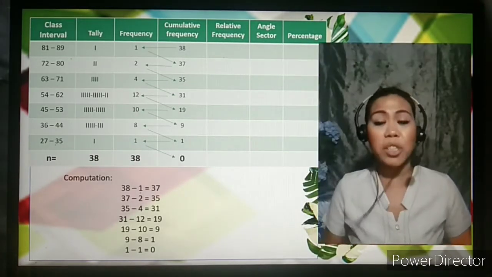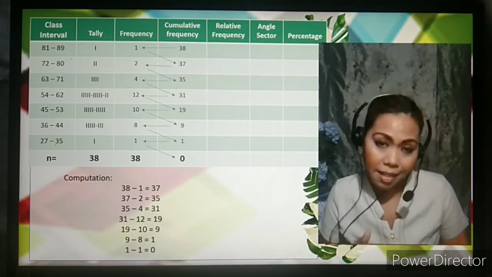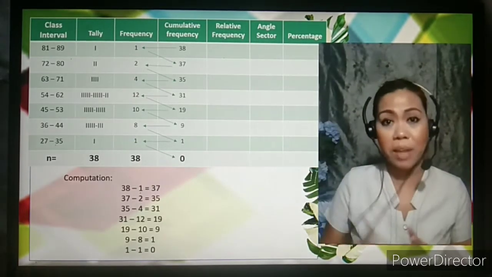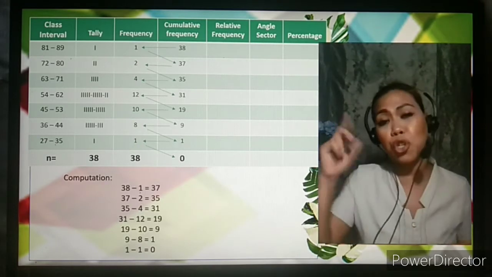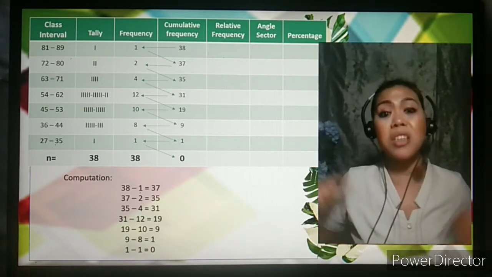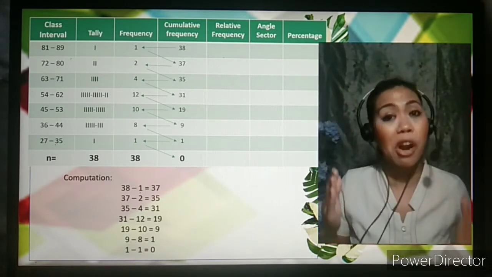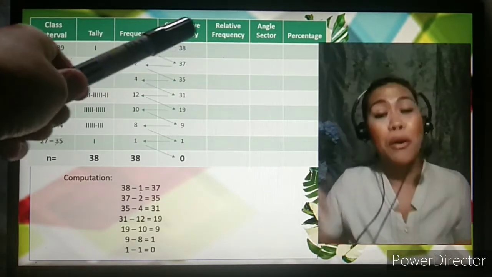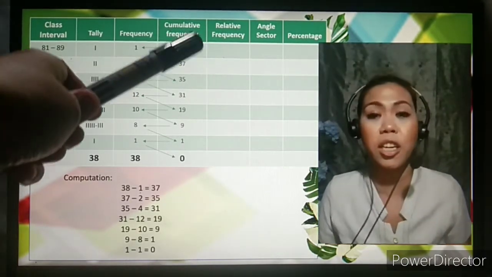Okay, guys, here's how you're going to get the cumulative frequency. First, you have to start with the sum, or the total number of frequencies, which is 38. So here's what you're gonna do.